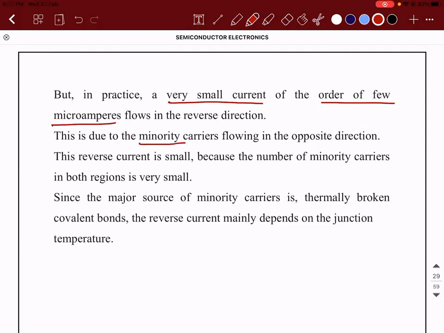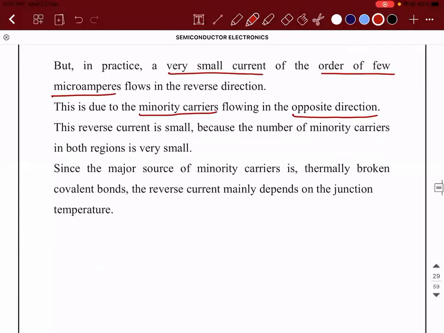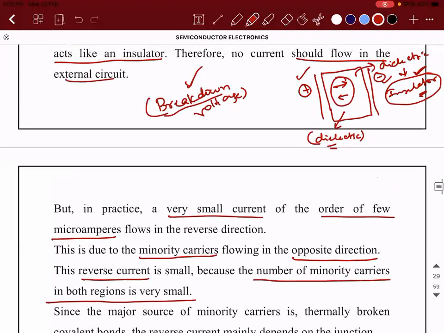It is happening purely because of the minority carriers which are flowing in the opposite direction. And this reverse current is small because the number of minority charge carriers in both the regions is very small. Okay. So this is what happens.